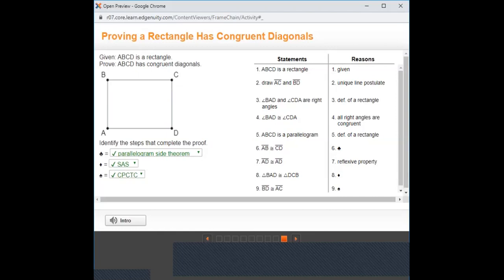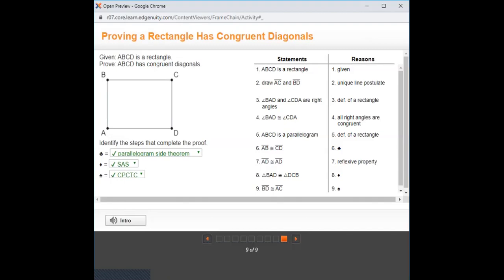Then they're saying that segment AD is congruent to segment AD. That's because of the reflexive property. The reflexive property says that you are congruent to yourself. It's saying that segment AD is the same whether or not it's part of the triangle on the left or whether it's part of the triangle that's on the top.